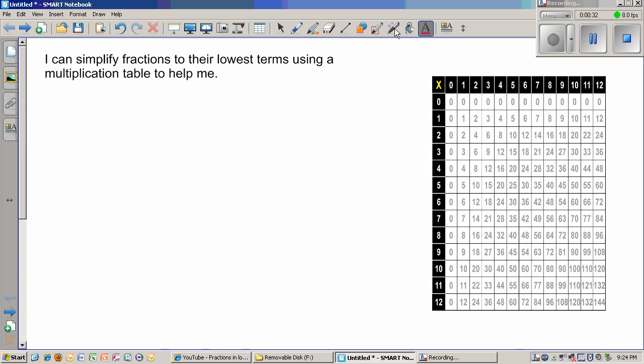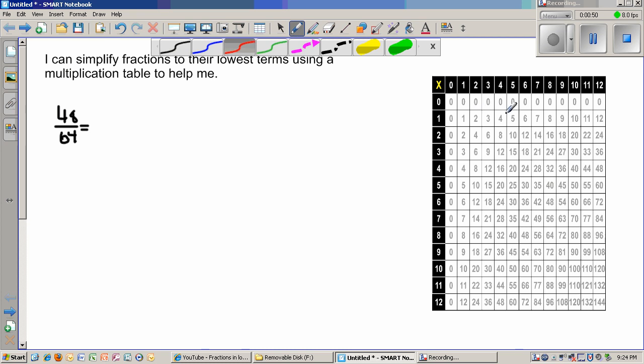So let's start with that fraction that our friend started with before. That was 48/64. And we know that 48/64 can be simplified to another fraction. So let's come over here to our multiplication table. This is just a regular multiplication table. And we're going to see if we can find this 48 in our numerator and this 64 in our denominator in one of our columns going up and down.